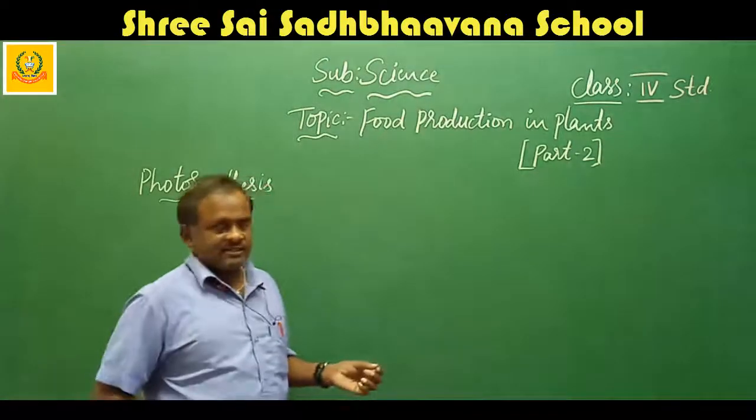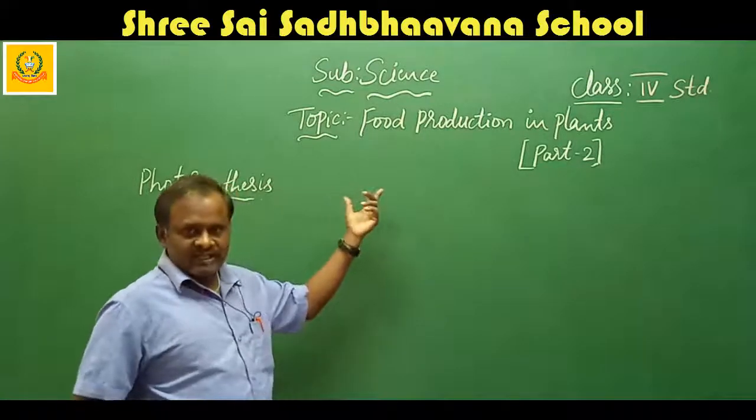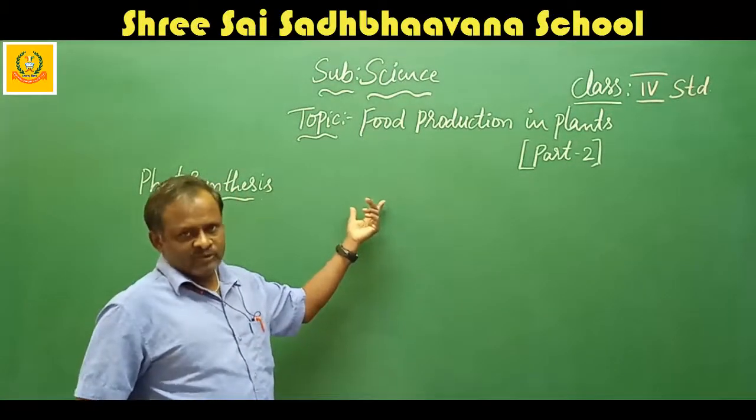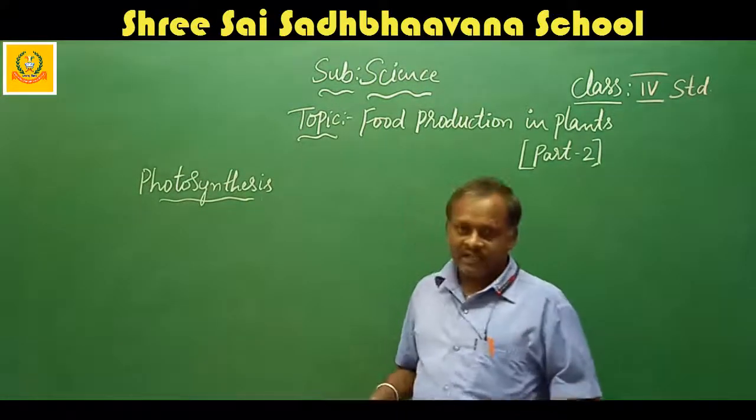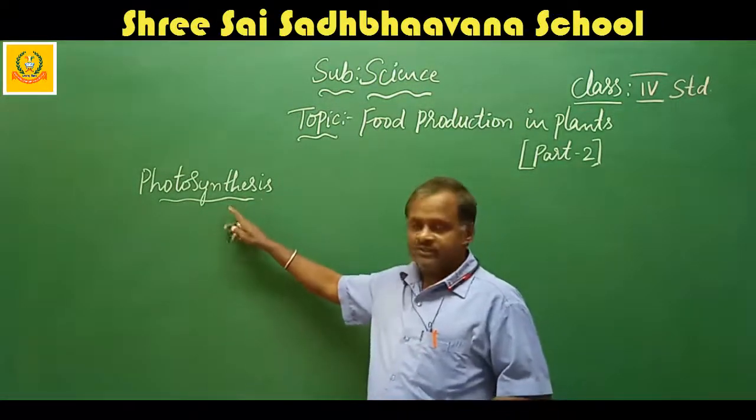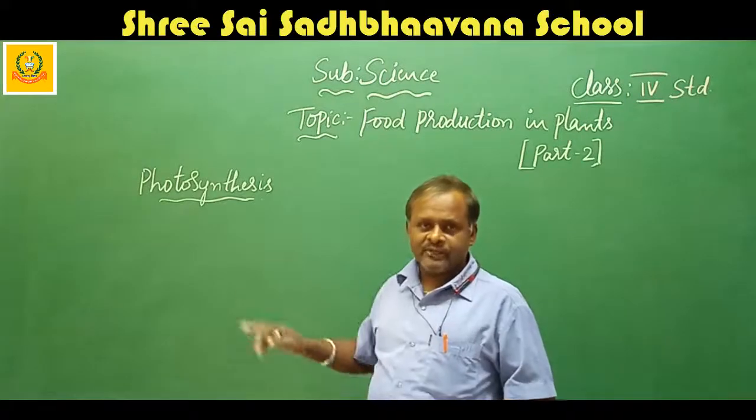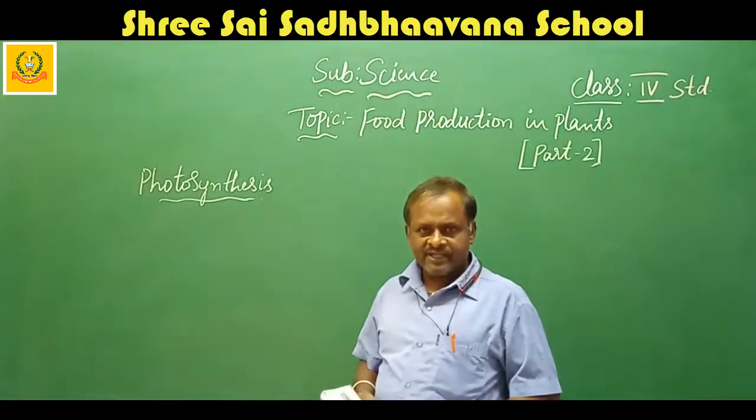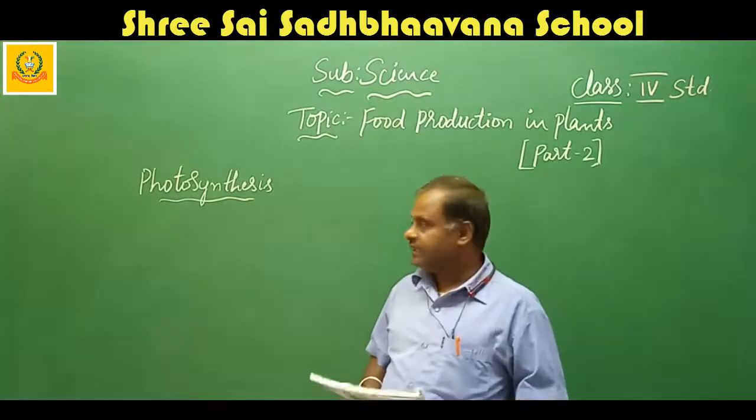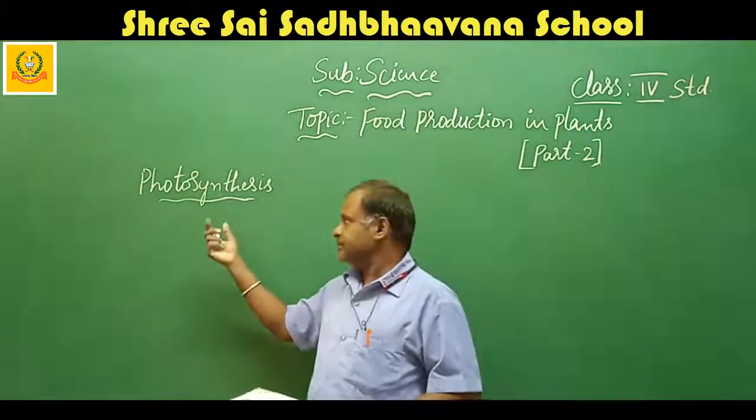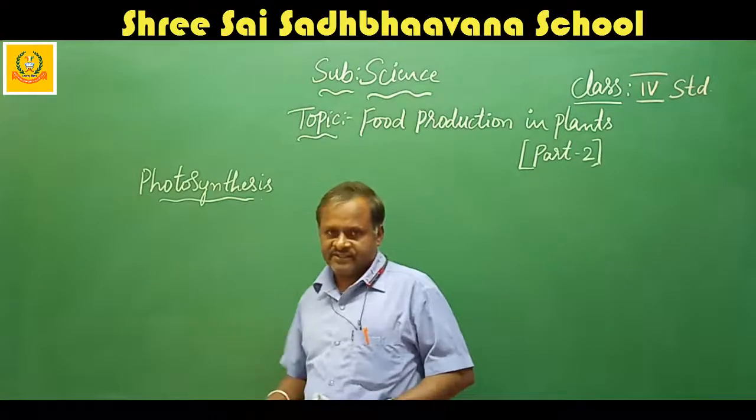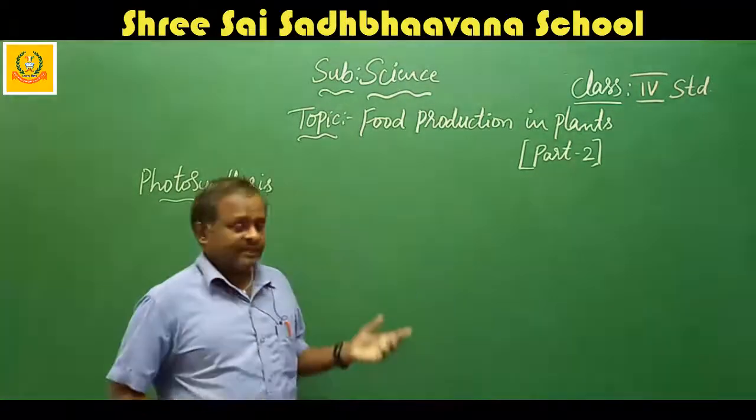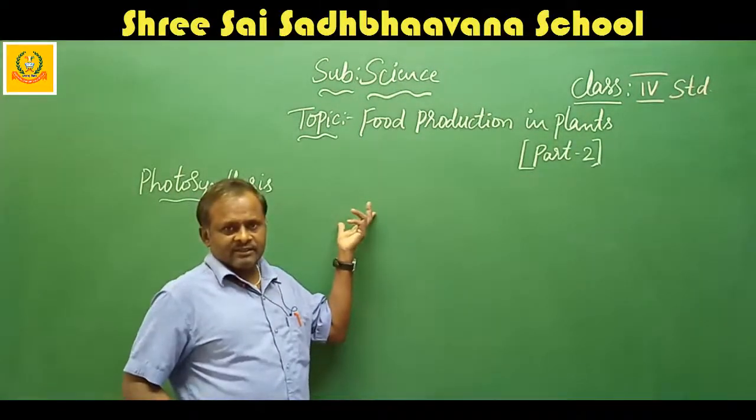In the last class, I explained about the leaf, photosynthesis, what the parts of the leaf are, and how they prepare their food by using sunlight, minerals, and water. In the presence of sunlight, they prepare their own food. That process is called photosynthesis. I hope you don't have any doubt in that.